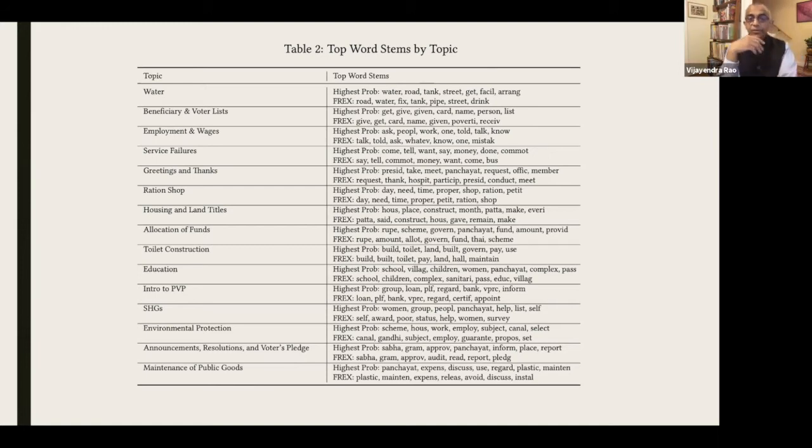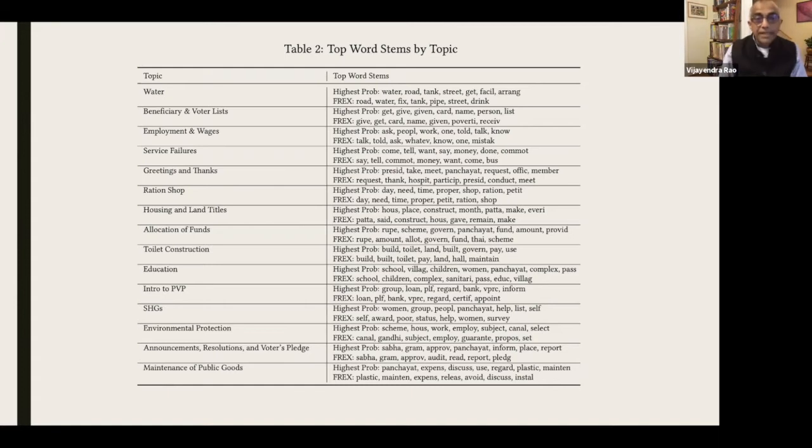The highest probability words were come, tell, want, say, money, done, commotion. And then the FREX words were say, tell, commotion, money, want, come, bus. So we stare at that and sort of say, okay, and then we go back. It gives you these frequently occurring words. You can click on that and then go and read the actual text where they came from, and we assign them topic labels.